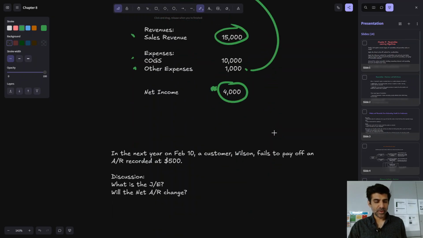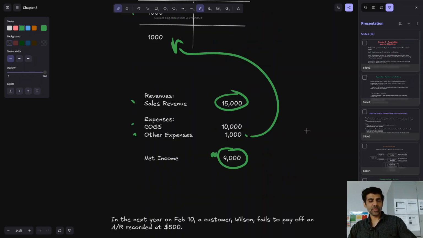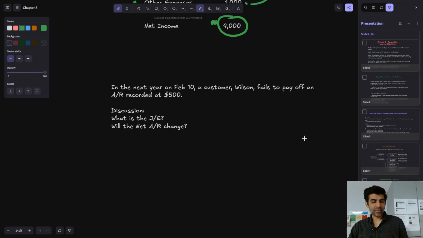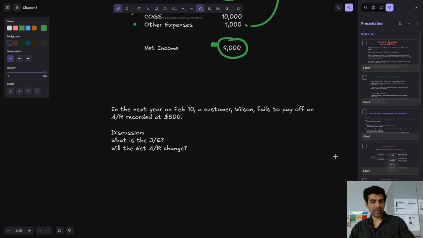Okay, so now let's do the next thing. We have this 15,000 in accounts receivable. Now someone is not going to pay us. This customer, Wilson, is not paying us $500. So think about, what is the journal entry now? What should we do? See if you can figure this out yourself, and then think about what happens to the account receivable.